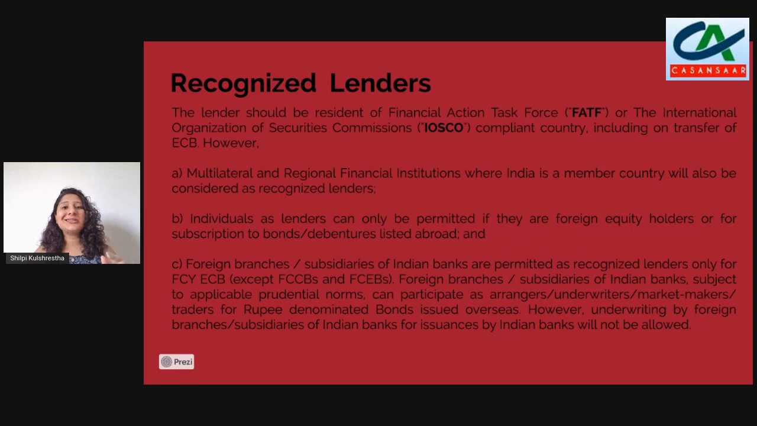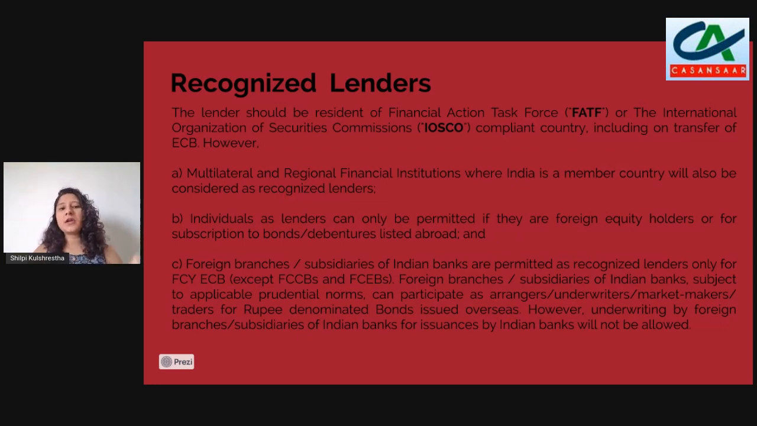So here it means the holding company of a wholly owned subsidiary in India can also be a recognized lender. And another is foreign branches and subsidiaries of Indian banks, which are permitted as a recognized lender only for ECBs except the FCCBs and FCEBs. So your foreign branches and subsidiaries of Indian banks can also provide ECBs, but not all kinds of ECBs. They are not permitted to issue FCCBs or FCEBs.